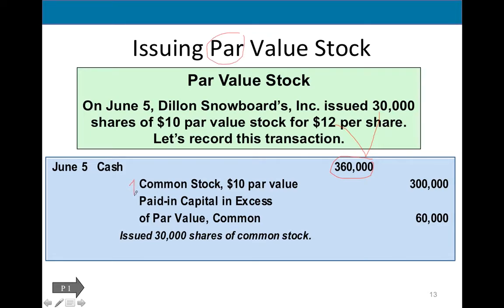You have to credit common stock at par, right? So common stock is $10 multiplied by 30,000 shares. So that's at par. And then the rest of it, so like $10 par value, $12 market price. So the excess is $2 per share, and we issued 30,000 shares. So it's just a plug-in. It goes into this account, which is called excess. I just like to refer to it as excess, or paid in capital in excess of par value. So these are your two credits.